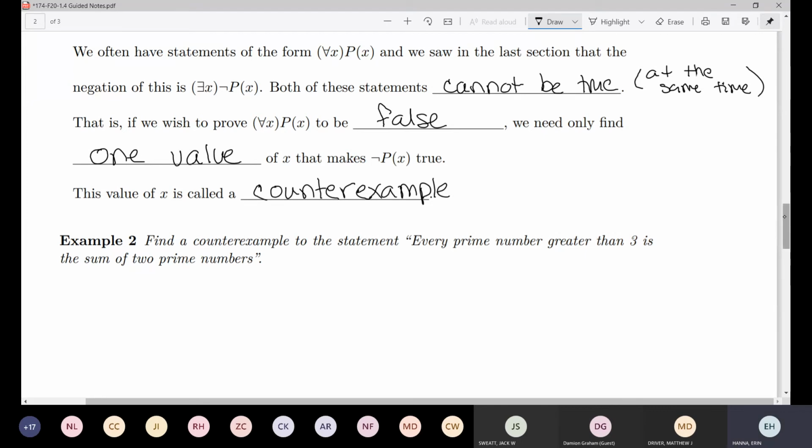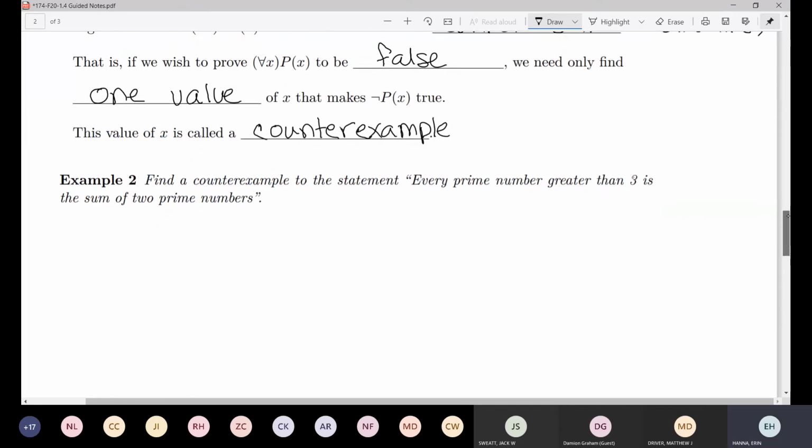So say we wanted to find a counterexample to the statement, every prime number greater than 3 is the sum of two prime numbers. So first off, let me start listing off some of our prime numbers. We've got 2, 3, 5, 7, 11, 13, 17, 19, and I'm going to stop. Now, specifically here, it's stated greater than 3, so we kind of got to cut off those first two. And hopefully this is going to fall out pretty quickly, so let's just start and see when we can find one.